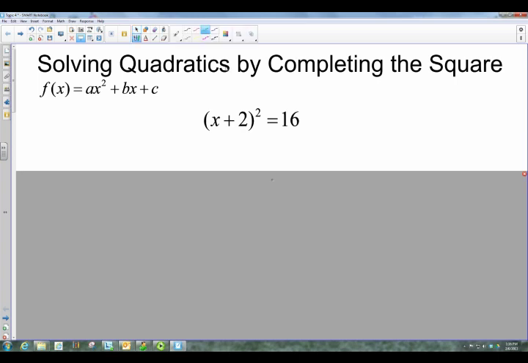Now quadratics follow the function f of x equals ax squared plus bx plus c. So try and remember that.